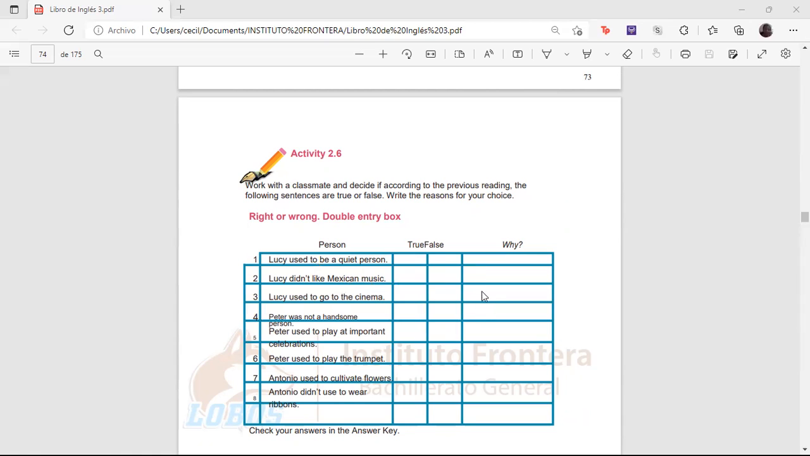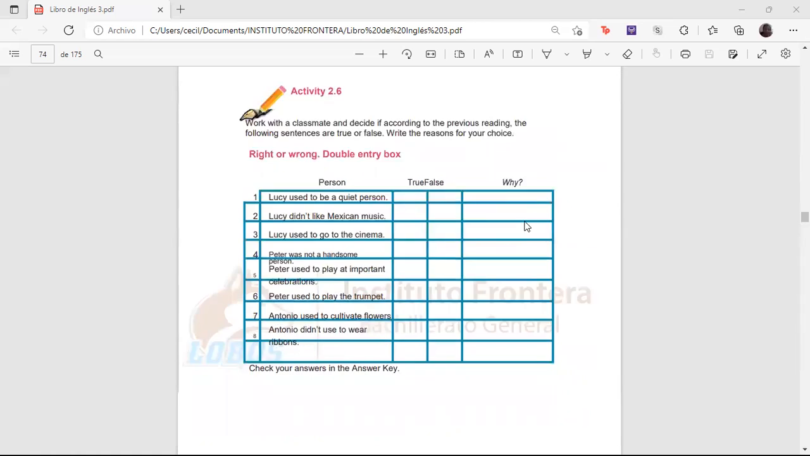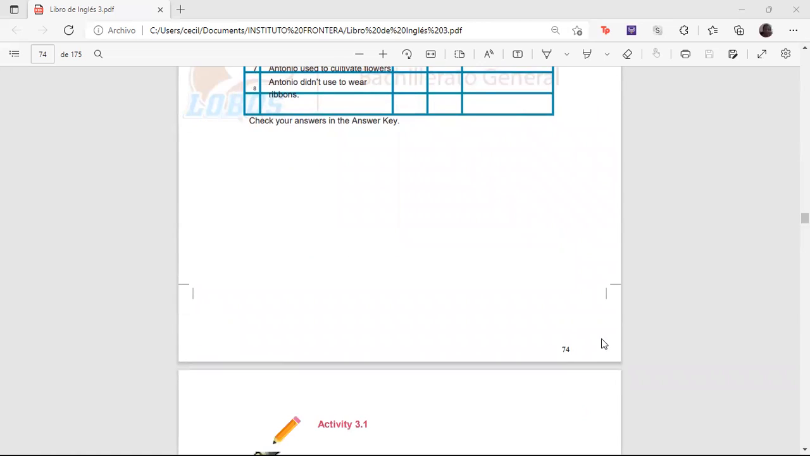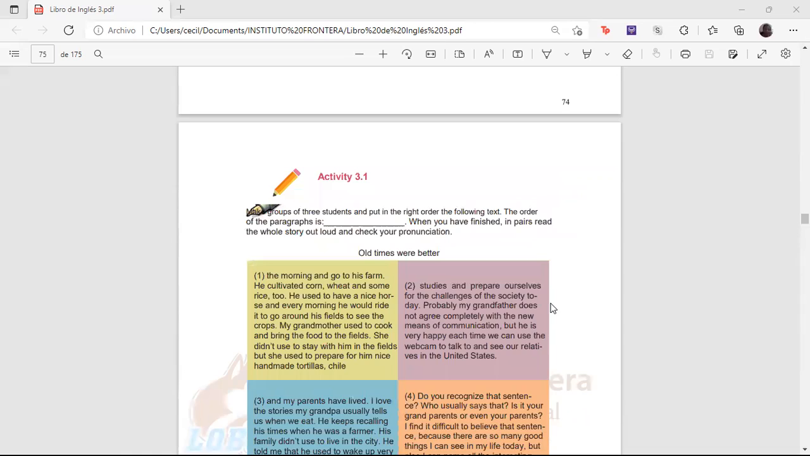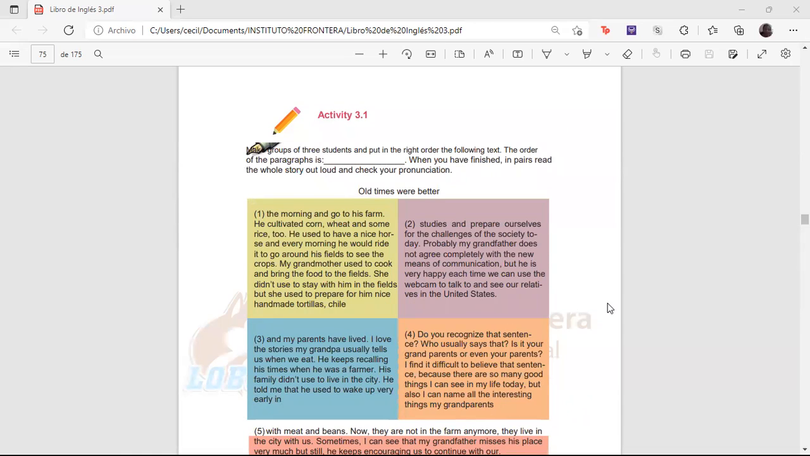Even then you have to answer why. Okay, so this is your activity on page 74. Next one, you have another reading. Old times were better. Actually, for myself, yes, a little bit, and that means that I'm an old lady, okay? But still, I think the old times were better, okay?